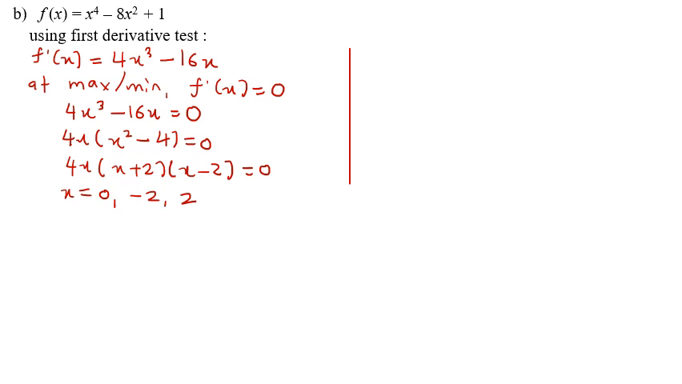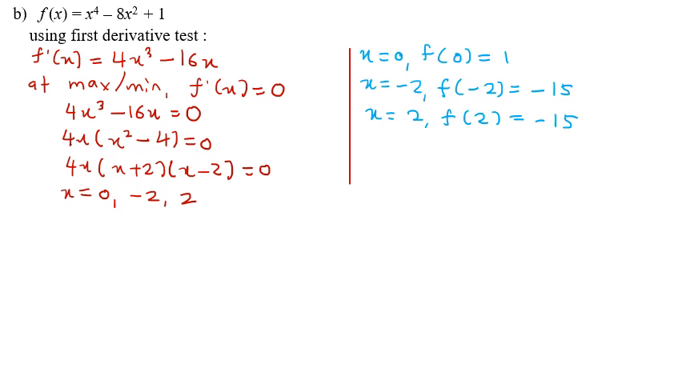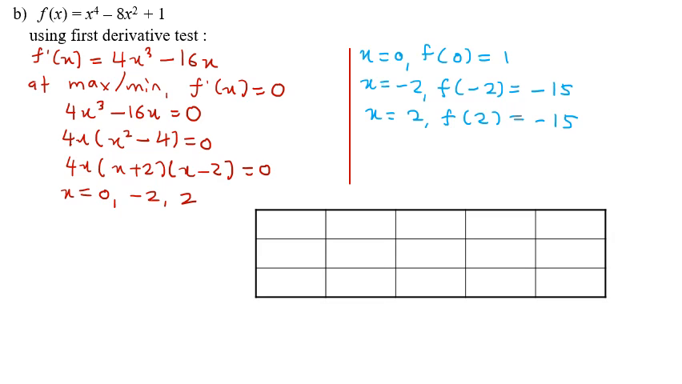So with these three critical values, we find the respective value of f(x), that is the value of y. So when x equals 0, f(0) equals 1. When x equals negative 2, f(-2) is negative 15. And for x equals 2, f(2) equals negative 15. Okay. And then next, we sketch the table.